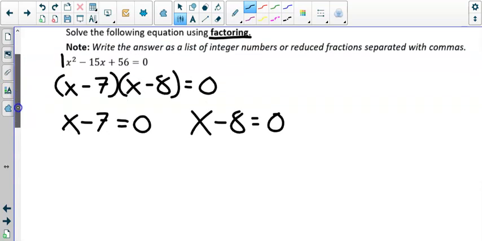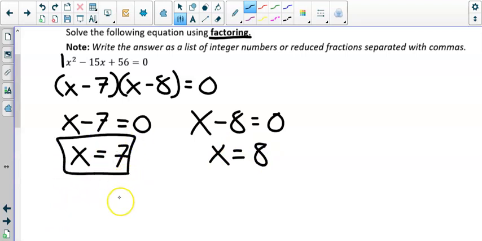So now you know what the 2 answers are. X is equal to what? 8. So that's this guy. And X is also equal to 7. Done. And you don't have to worry about checking these answers, although you can plug them in and check it. If you plug them in, you'll see that it will give you 0 on both sides.